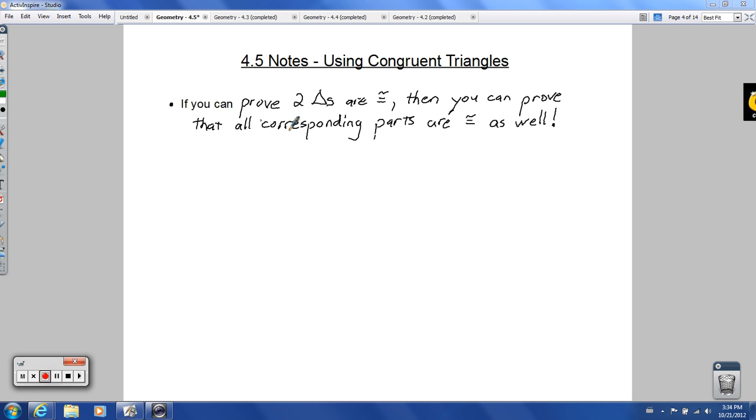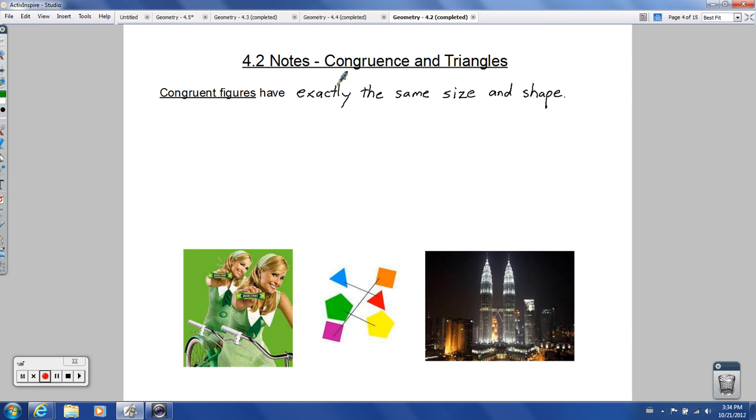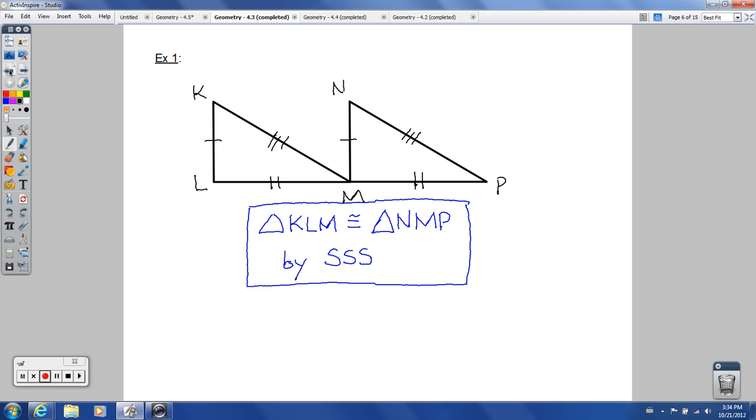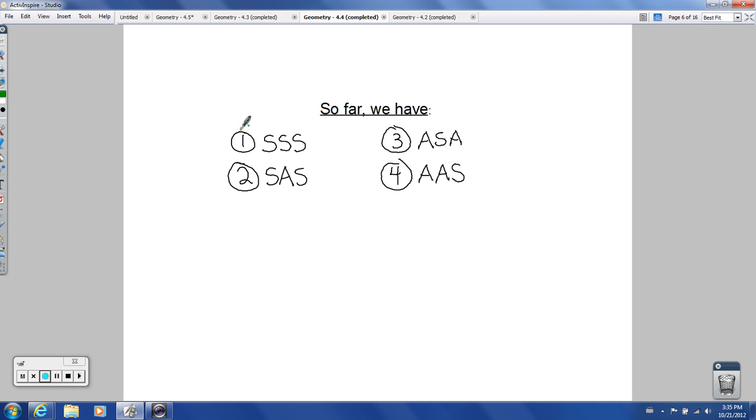So this lesson, more than any we've had so far, is really going to be a review lesson. If I look back at 4.2, 4.3, 4.4, this is looking back now. So congruent figures, we knew they had exactly the same size and shape. If we had congruent triangles, we knew that all 6 parts had to match up. But then in 4.3, we learned some different shortcuts. We learned about side, side, side, and side, angle, side. And then in 4.4, we learned angle, side, angle, and angle, angle, side, at least the rest for us so far. There may be more. We're going to explore that more in future lessons. But for right now, this is what we've got.